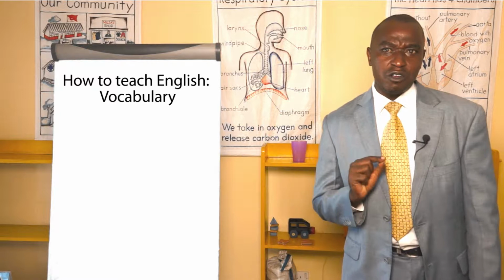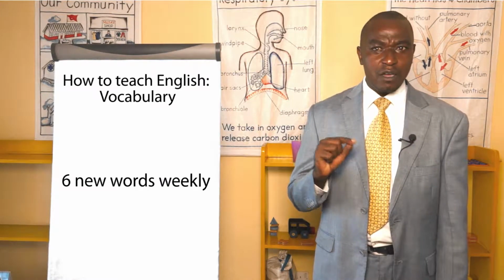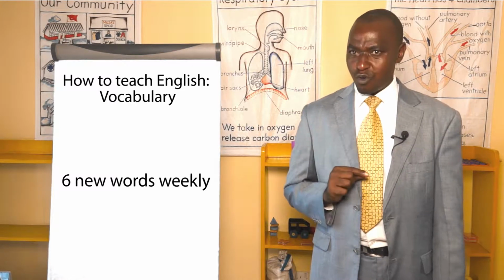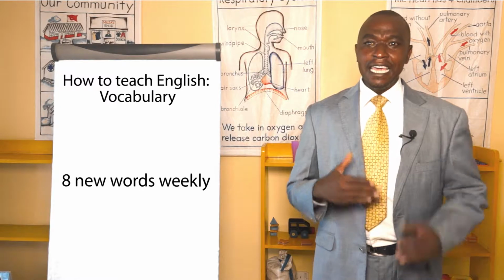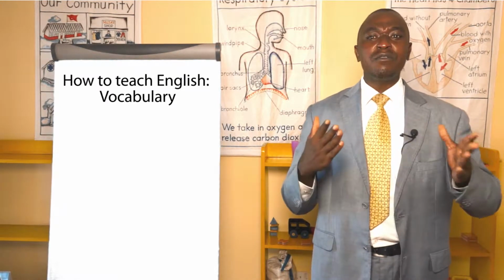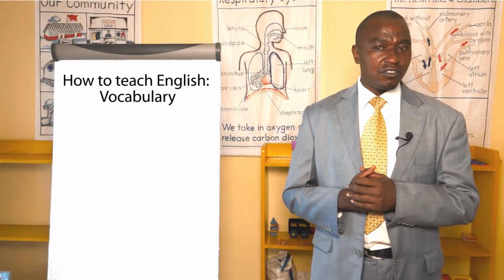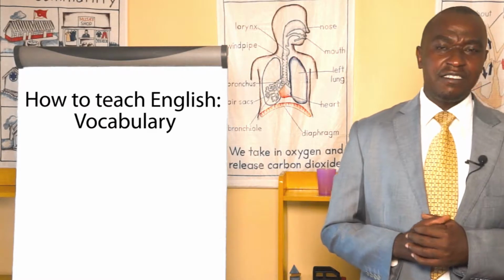Under Mango Tree's model, learners are introduced to 6 new vocabulary words a week in terms 1 and 2, and 8 new words a week in term 3. Each week also includes a list of vocabulary words to revise from previous lessons. These help learners continue to develop and strengthen their English vocabulary.